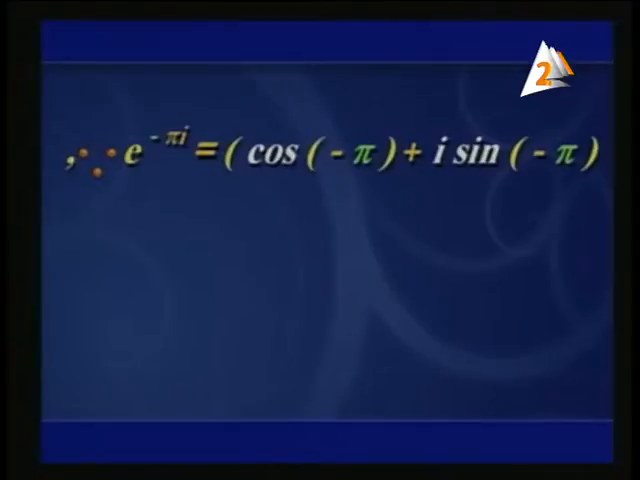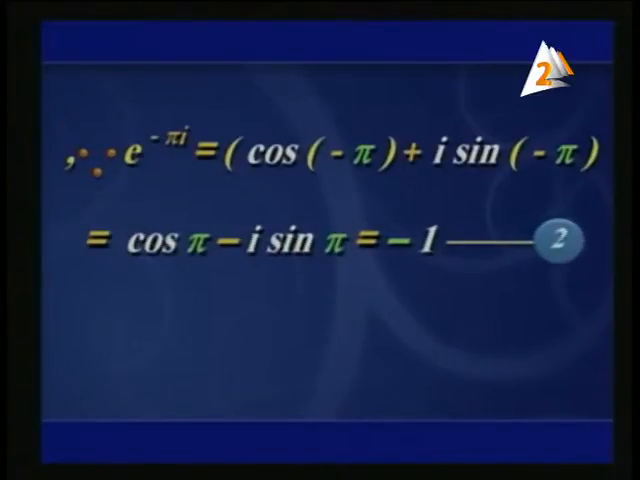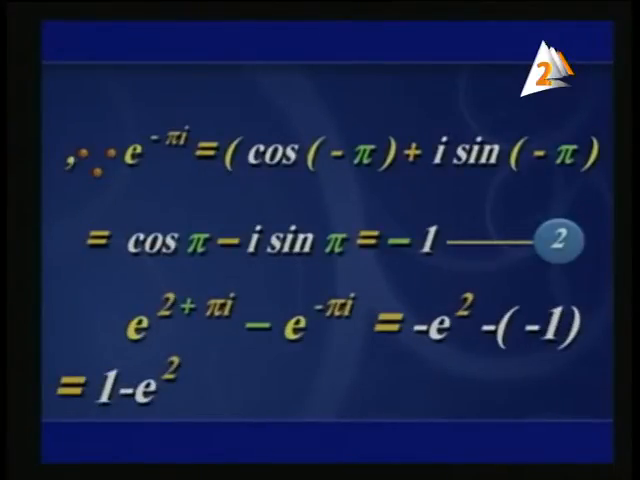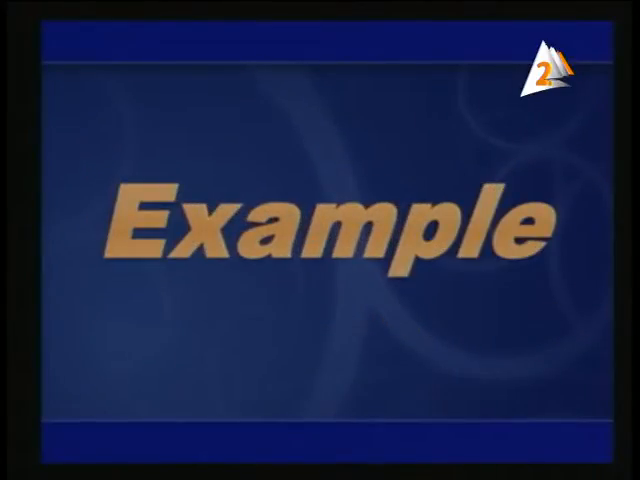And since e to the power negative pi i equals cosine negative pi plus i sine negative pi equals cosine pi minus i sine pi equals negative 1, and this is equation number 2. Subtract 1 and 2, therefore e to the power (2 plus pi i) minus e to the power (negative pi i) equals negative e squared minus (negative 1) equals 1 minus e squared. Now, dear students, let's go to another example.